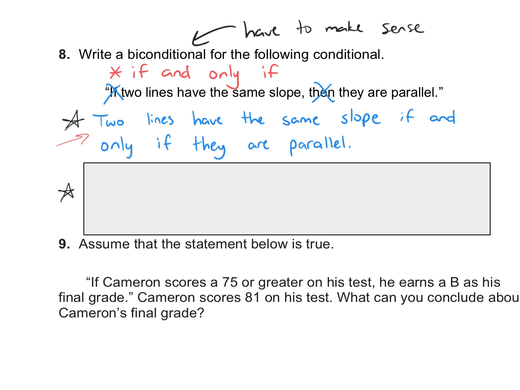What's the if-then statement you can make from that? If two lines are on the slope, then... wait. Yep, keep going. Then they are. Exactly. If two lines have the same slope, then they are parallel. Do you agree? We just went back to this.